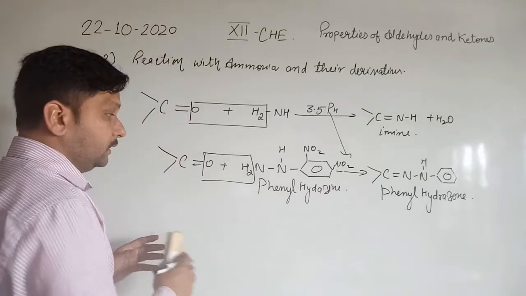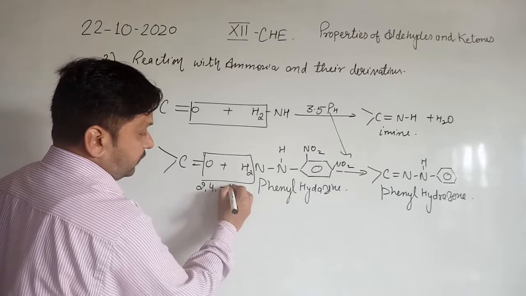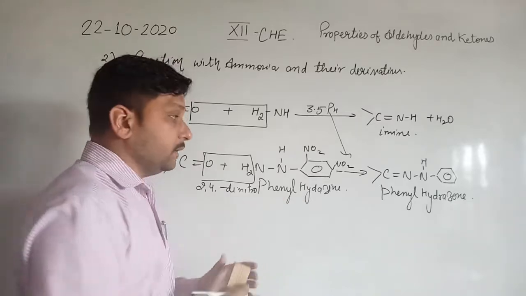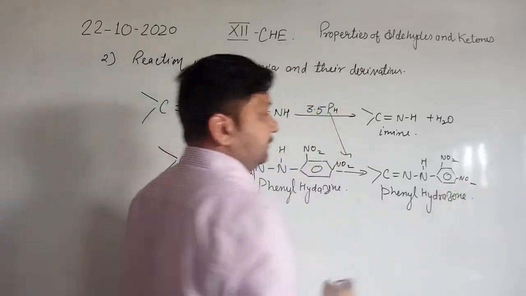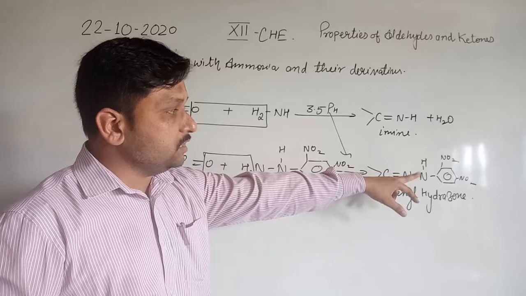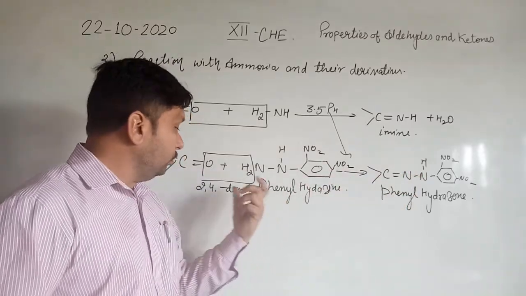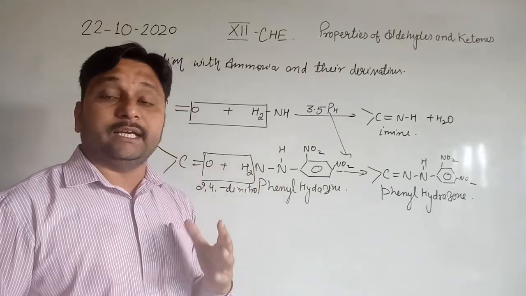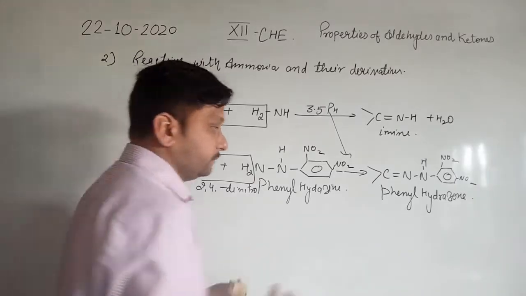2,4-dinitrophenylhydrazine. Okay. So in the same manner, that is C double bond N NH benzene with NO2 groups, this product is known as 2,4-dinitrophenylhydrazone, or 2,4-DNP derivatives. It is a 2,4-DNP derivative.